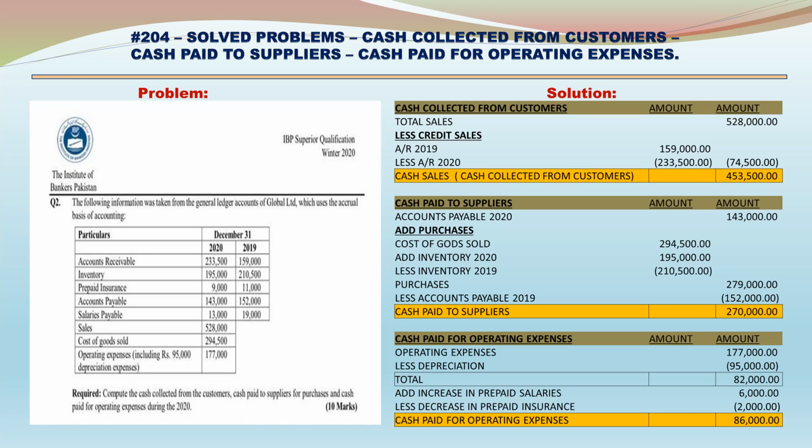Cash paid for operating expenses. Operating expenses 177,000 less depreciation 95,000. Total 82,000. Add increase in prepaid salaries 6,000, less decrease in prepaid insurance 2,000. Cash paid for operating expenses 86,000.